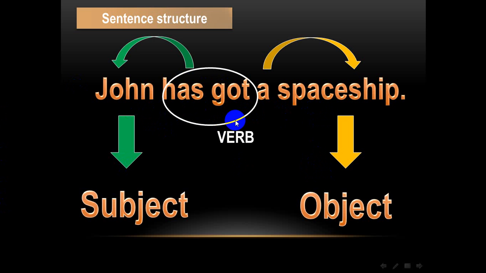If I want to ask about the subject, here, John, only one thing I do. I omit the subject, then put the question word instead of it and complete the whole sentence. If I want to ask about John, John is a person. So I ask with what, who, where, or why? I ask with who. Who has got a spaceship?